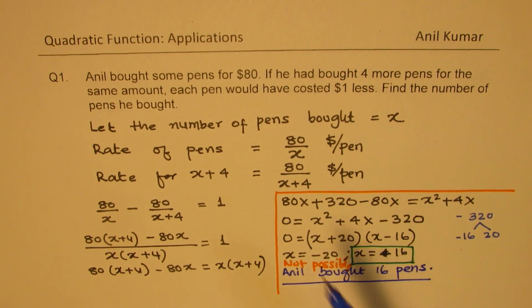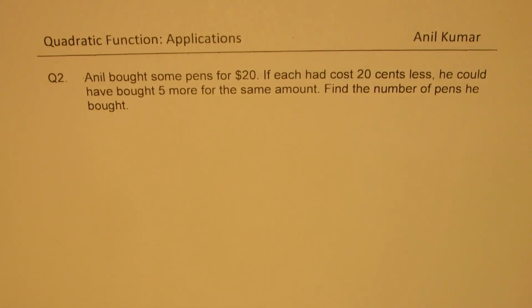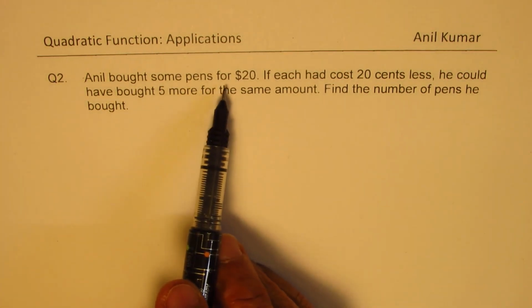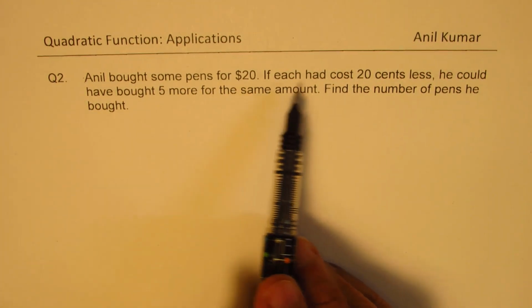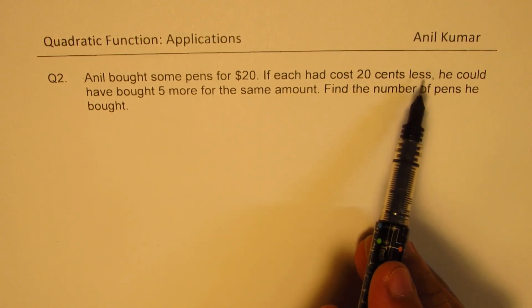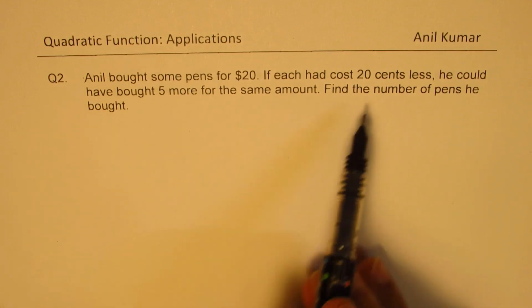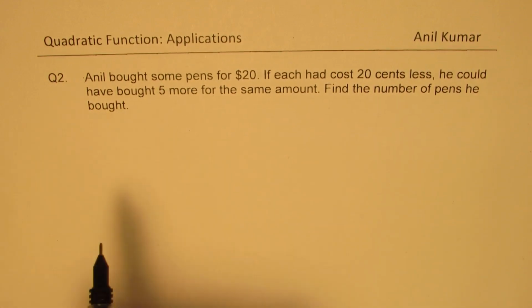Now in the second question, we'll reduce some steps, make it simpler to solve. It is a very similar question. So let's have a look at question number 2 now, which is: Anil bought some pens for $20. If each had cost 20 cents less, he could have bought 5 more for the same amount. Find the number of pens he bought.